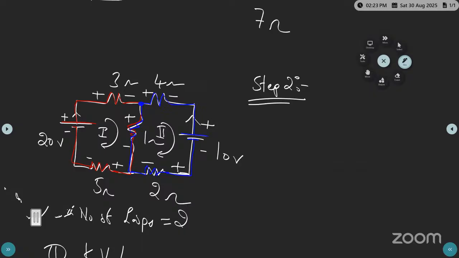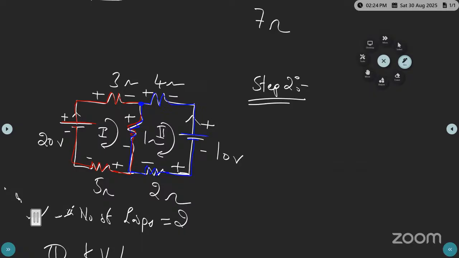Assign plus and minus symbol for individual elements by traveling in a clockwise direction, comma, the elements which don't have plus and minus symbol.